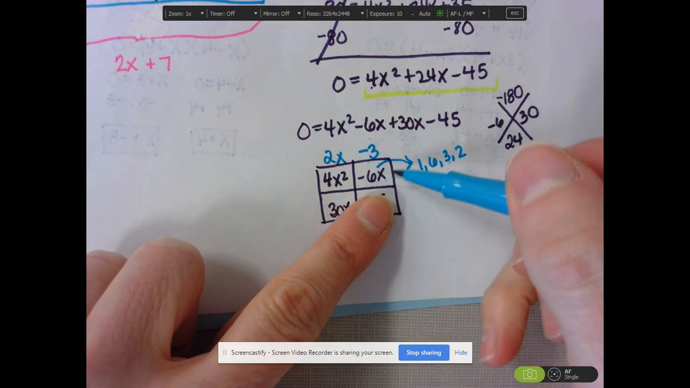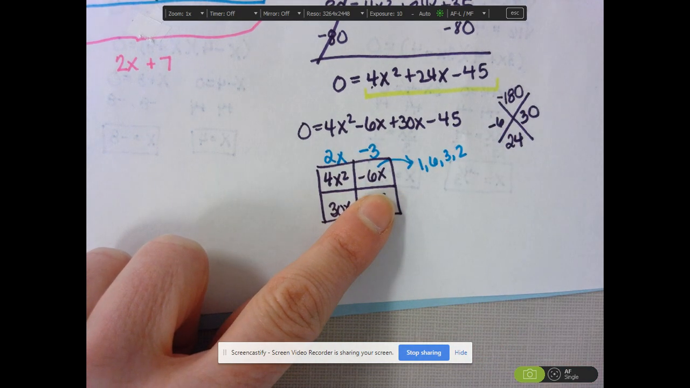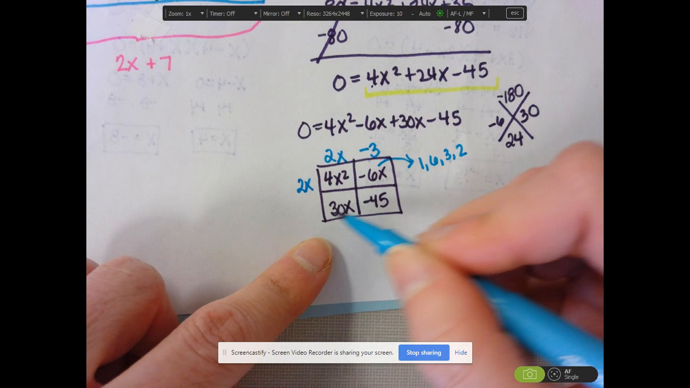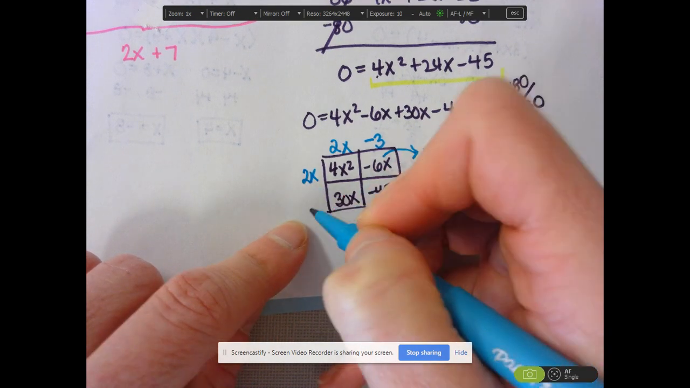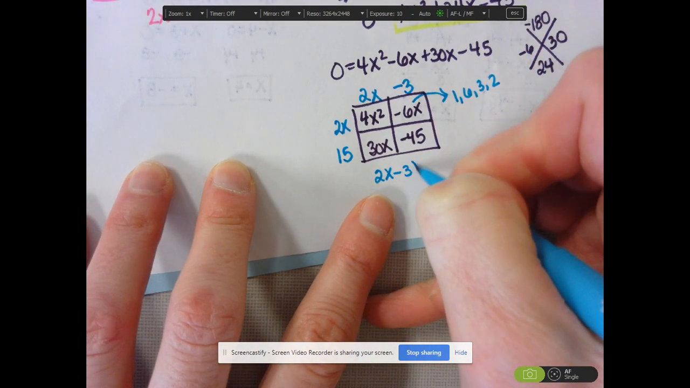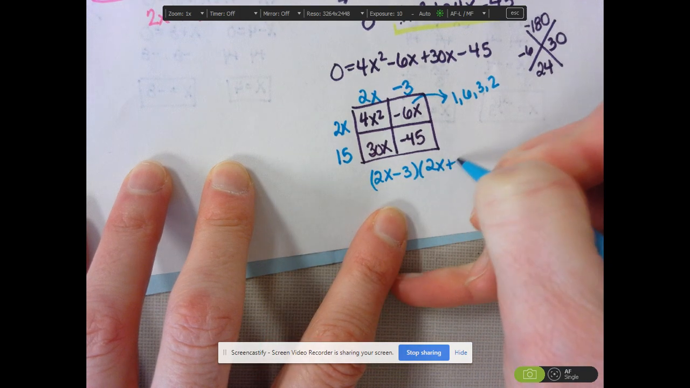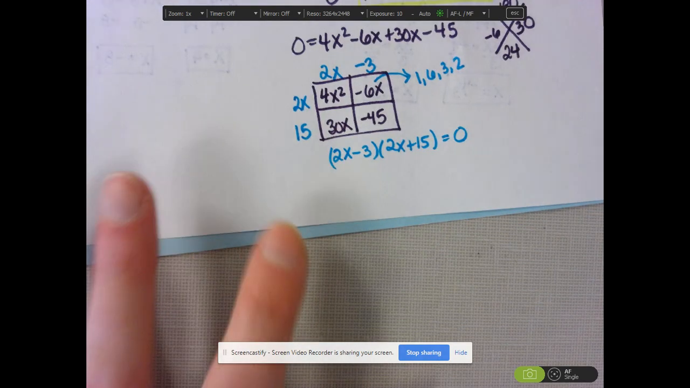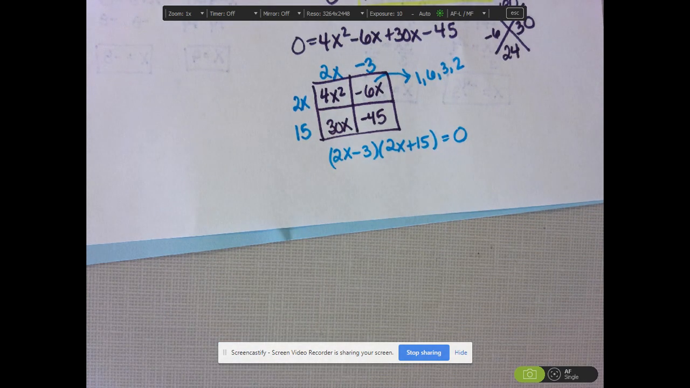Then we find our greatest common factor of this row, 2x. And this row, so I've got 2x minus 3 and 2x plus 15. Yes, there's an equal 0. That hasn't gone away because your goal is to solve these quadratics, not to factor the quadratics. To solve means you need to tell me what x is equal to. What do I do with each one of these factors now?